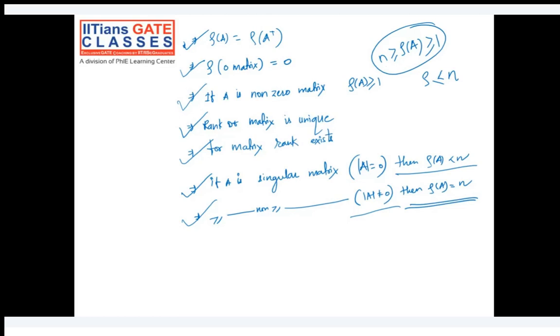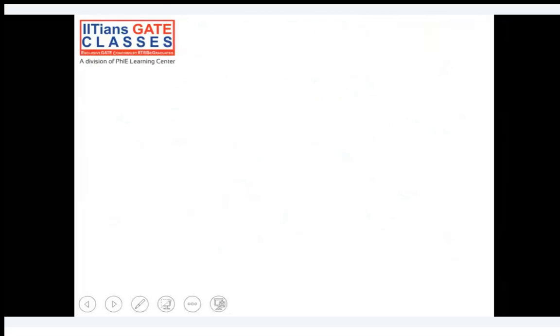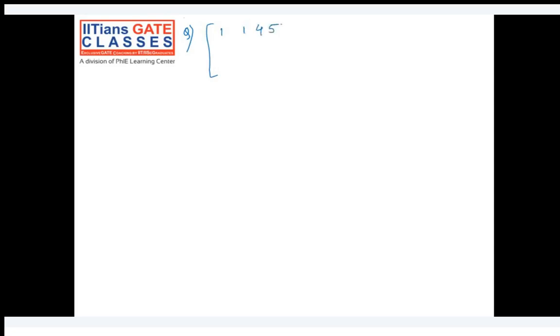Let me give you an example. You try to solve it on your own and tell me the answer, and then I'll explain the solution. The matrix is: 1 1 4 5; minus 2 1 1 minus 7; 1 minus 2 minus 5 2; minus 1 3 8 minus 1. It's a 4 cross 4 matrix. Solve this and tell me the rank.